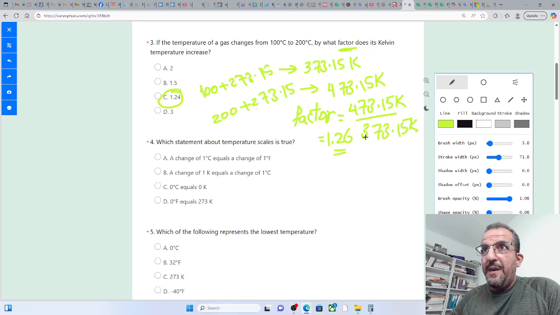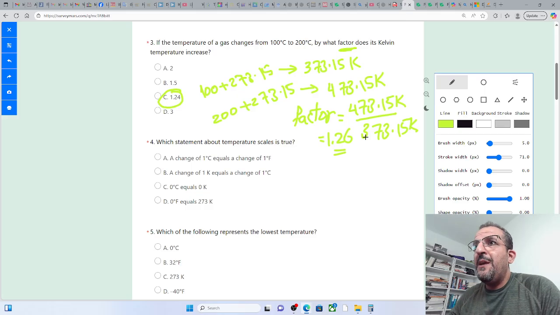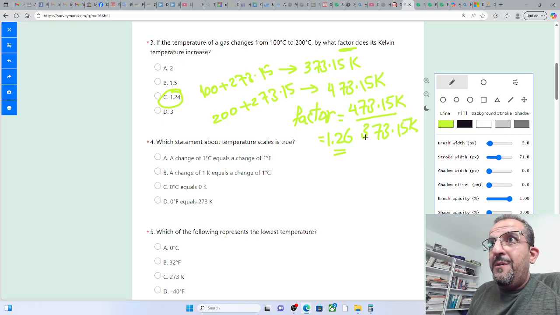So we have scale here. A, the scale is from Celsius to Fahrenheit. B, the scale is from Kelvin to Celsius. The scale here in C is from Celsius to Kelvin, and the scale here in D is from Fahrenheit to Kelvin. So let's now see. When we have Celsius and Fahrenheit, there is no equal change, guys.